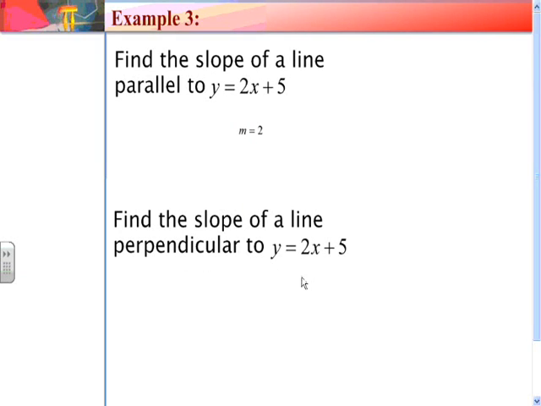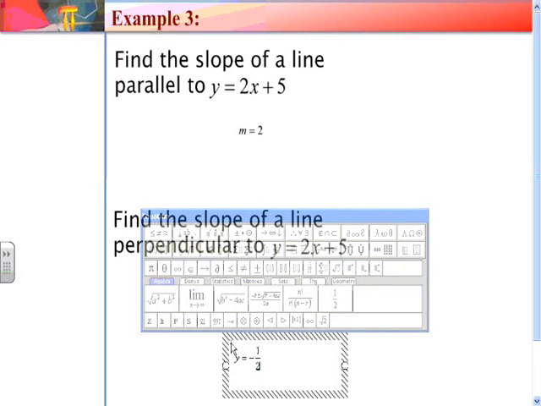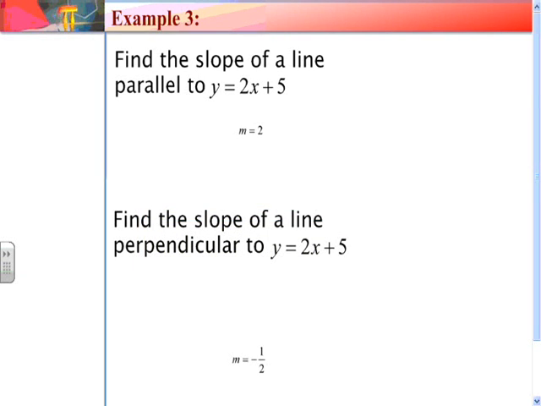What about the slope of a line that would be perpendicular to y equals 2x plus 5? Well, again, the slope here is 2 over 1. So if we wanted the opposite reciprocal slope of that, we have to flip it and make it negative. So the opposite reciprocal slope would be negative 1/2. And instead of y, I'll make that an m. So my perpendicular slope will be negative 1/2.